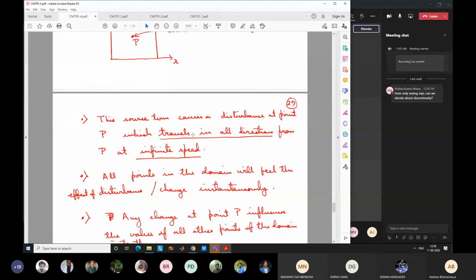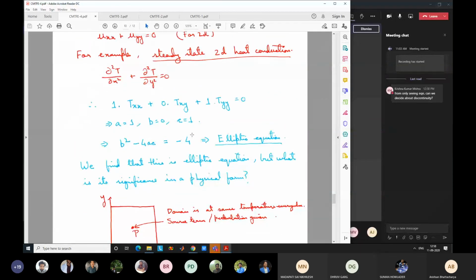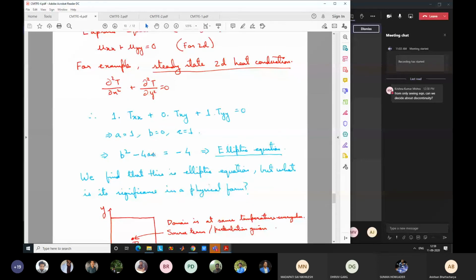From only seeing the equation, can you decide about discontinuity? In some way, you can decide based on this type of analysis, b square minus 4ac, because it was an elliptic equation, you can say that there is no discontinuity. Okay, Krishna Kumar was asking, from only seeing the equation, can we decide the discontinuity? If it's a second order PDE, remember this analysis is only valid for second order PDE. If it is a second order PDE, depending on the b square minus 4ac value, you can say if it was 0, I would have said that it's a parabolic equation. Okay, but there are a lot of cases where we cannot directly say there is a discontinuity, but you can get some idea.